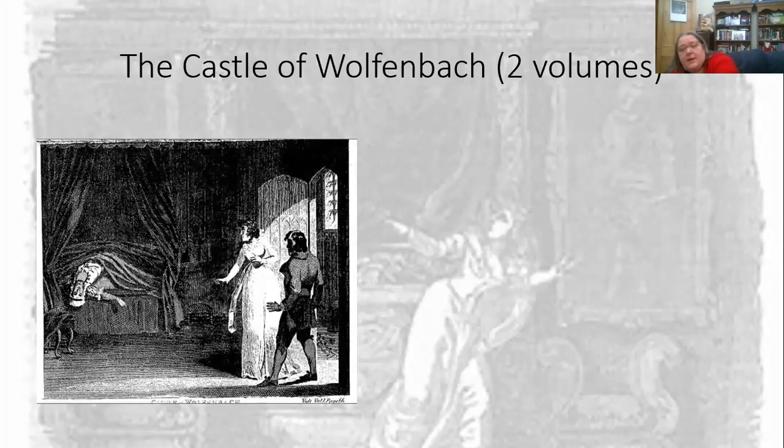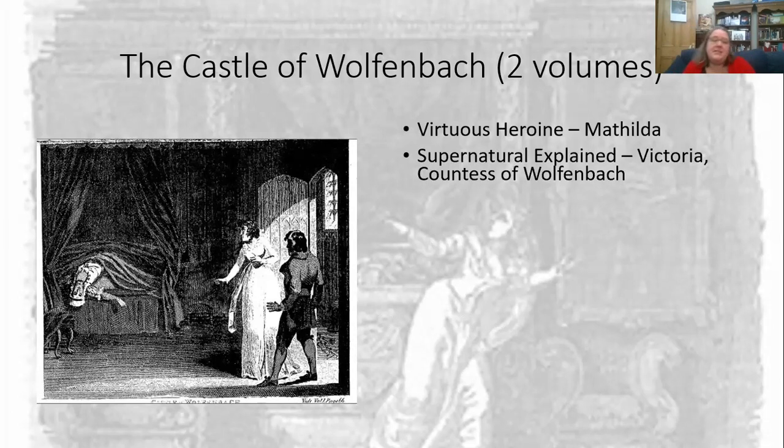The Castle of Wolfenbach by Eliza Parsons is quite a short Gothic novel, two volumes, and it is perhaps the most traditionally fitting, it's the most traditional Terror Gothic. So it's fitting into that mold the most easily and the most conclusively. It's the story of a virtuous heroine, Matilda, who is fleeing from persecution of some sort. She ends up at the Castle of Wolfenbach, partially ruined, of course, and she's told that it's haunted, and she hears clanking chains at night.